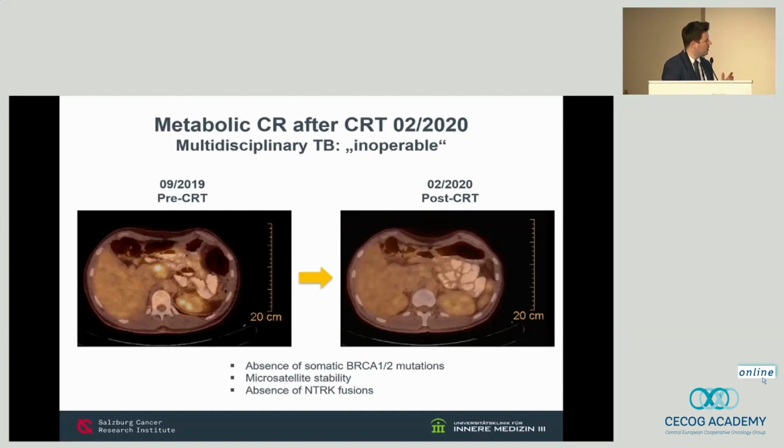In the meanwhile, we completed the predictive biomarker panel. So we looked at BRCA1 and 2 somatic mutations, but didn't find any of those. The tumor was microsatellite stable, and we didn't detect NTRK fusions.